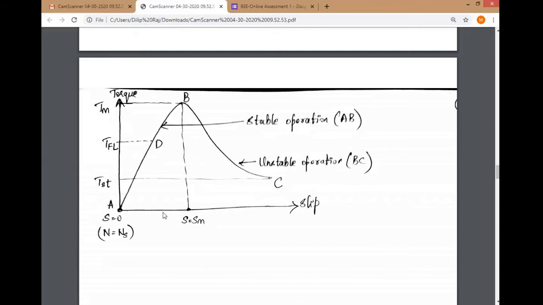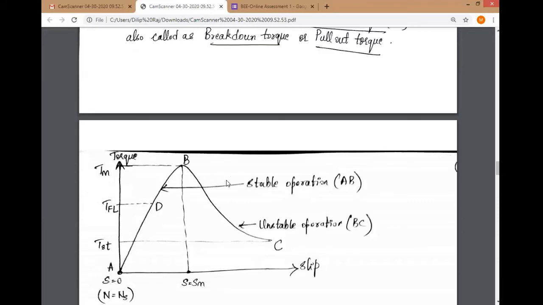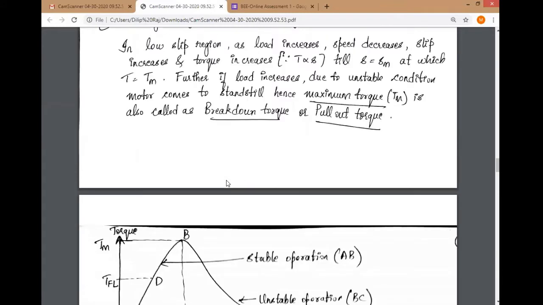So where we have the low slip region, there we have a linear curve and the operation is said to be stable. Where the slip value is getting higher, there we have unstable operation and the nature of the curve is hyperbolic. So this is with respect to speed torque characteristics. This was the third topic. Moving on to the fourth topic.